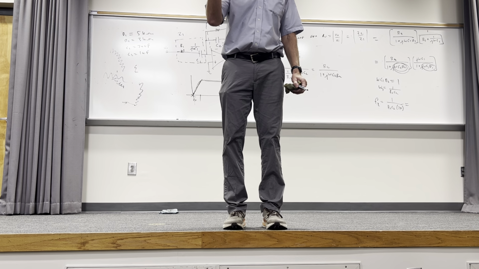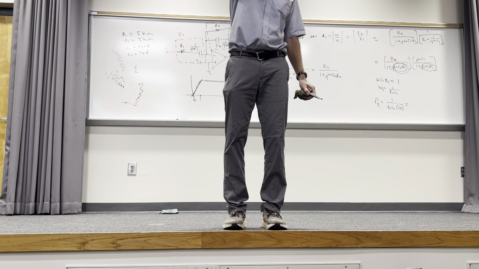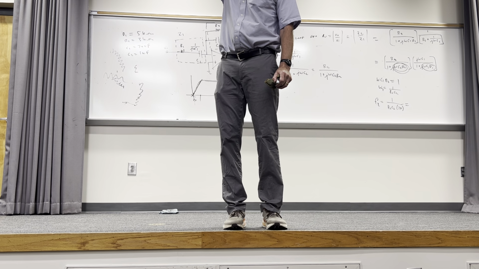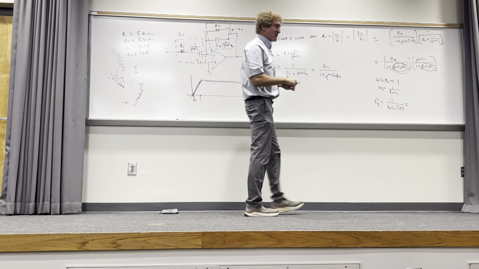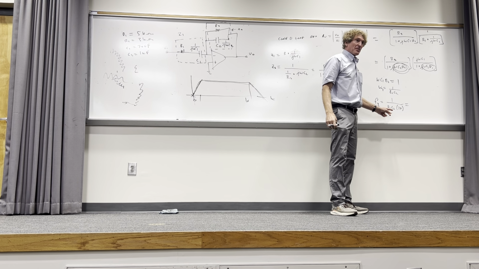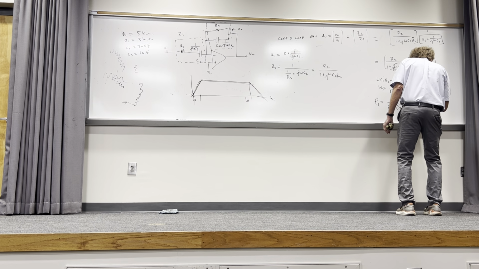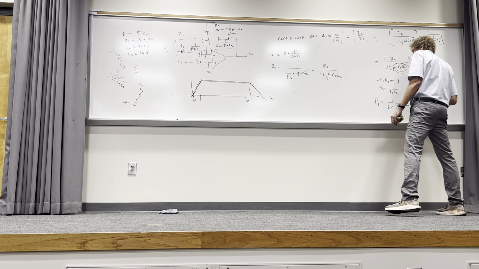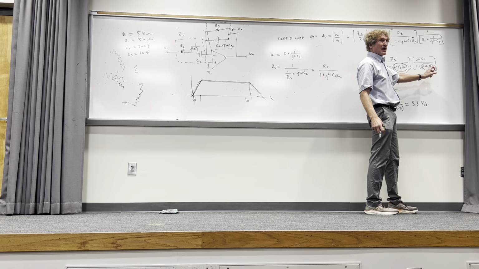Let's try this approach. What did you get? I got 53. How many got 53? God, this is scary. This is a class full of future engineers. We can't do basic division. 1 over R2C2 is 333.33. Divide that by 2 pi. It's 53. There we go. 53 hertz.